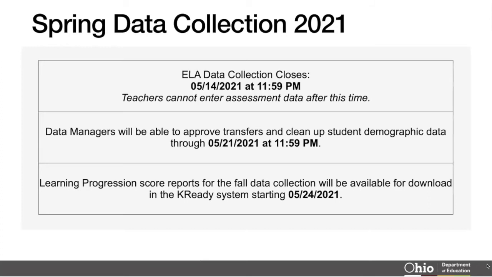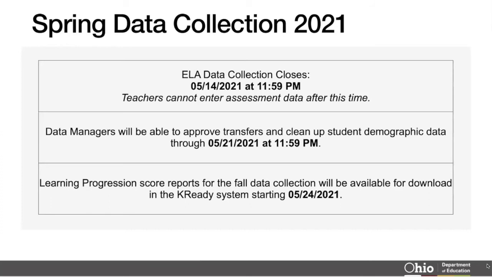Now, between May 14th and May 21, data managers can go into the system and do some cleanup. We call that the cleanup window. That's when you can approve transfers, clean up that student demographic data if it needs to be cleaned up, if you need to enter something specific about the child that you might not have entered.